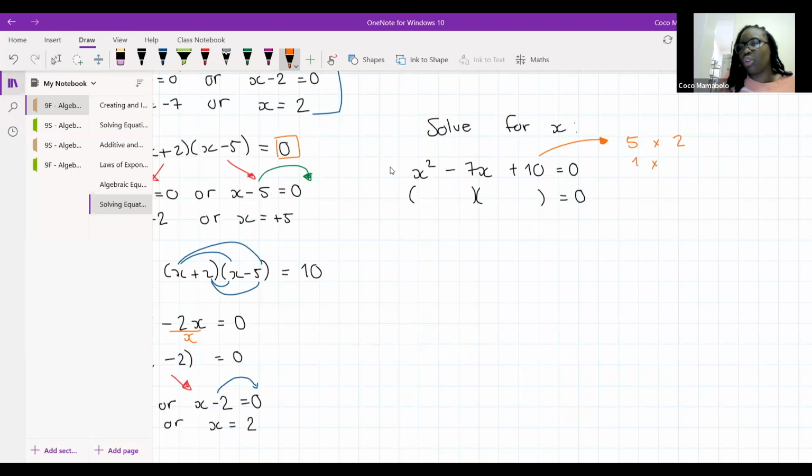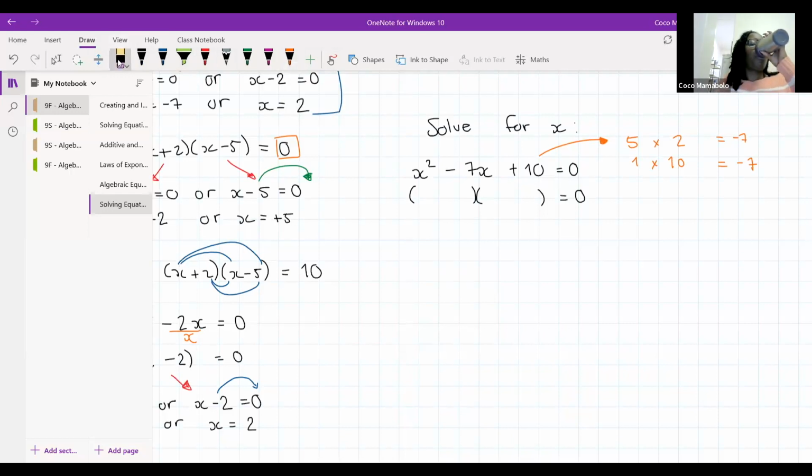Good. But remember, because this number over here is negative, both of them need to be negative. Both of them must be negative in order to give us a positive, because a negative times a negative will give us the positive 10 that we want. So I want them to give me -7. How can I change 5 and 2 so that they give me -7 when I add or subtract?